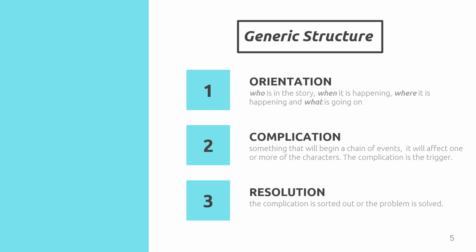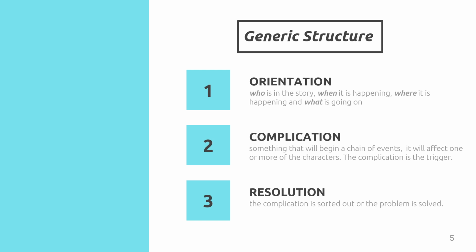I will remind you of the generic structure of narrative text. I'm so sorry. The first is the orientation that contains who, when, where, and what about the story. So you have to set the setting first. The second, the complication part, something that will begin a chain of events in the story. It will affect one or more of the characters. I'm so sorry for the mistyping.